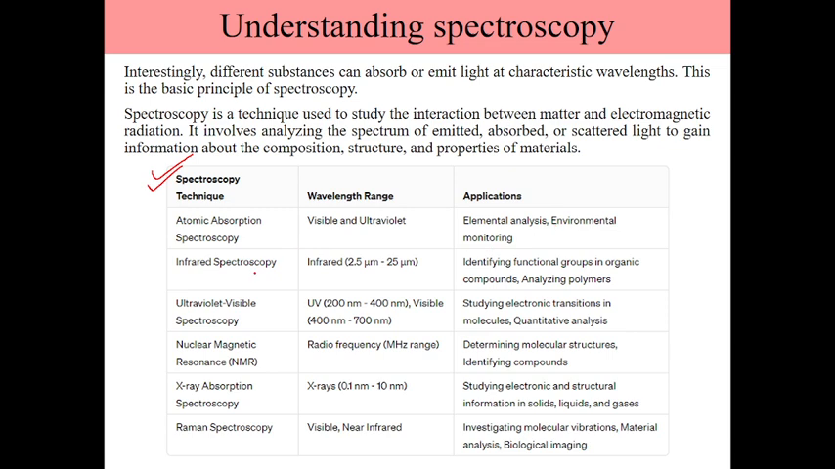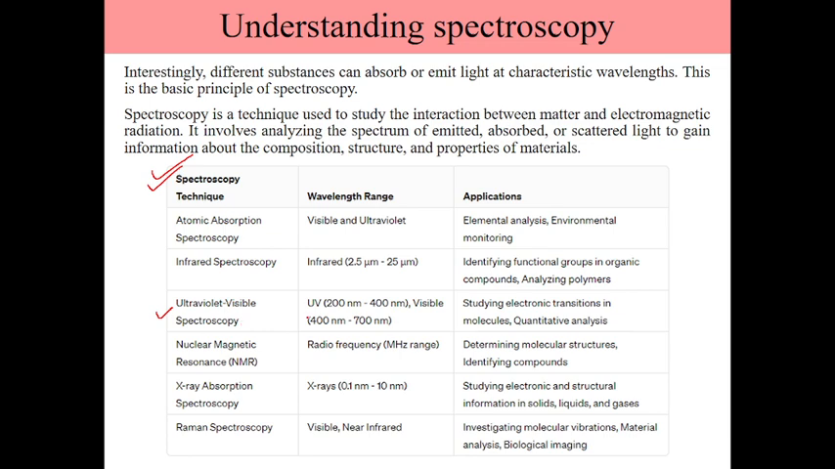Next comes in infrared spectroscopy. So infrared spectroscopy, the wavelength range is given here and this is used for identifying the functional groups in organic compounds and analyzing polymers. Okay. So next is UV visible spectroscopy. So today we will be looking into greater details in this one.